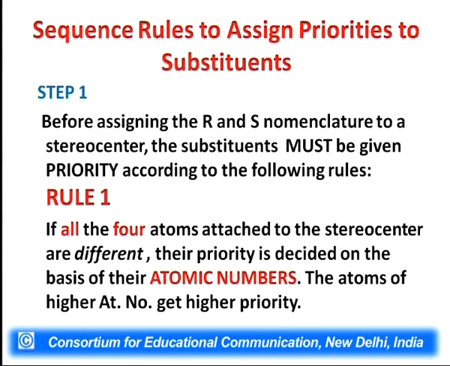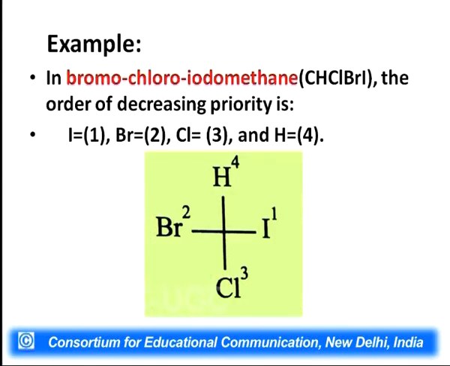But before we can assign the R and the S configuration, we have to follow certain sequence rules, and these sequence rules are used to assign priorities to the substituents. Let us see how we will assign priorities. Rule number one says that if all the substituents attached to the chiral carbon are different, then we will give them priority on the basis of atomic number. The group or atom having the highest atomic number will have priority number one, followed by the group having the next atomic number, which will be priority number two, and third will be the one which has a little less priority.